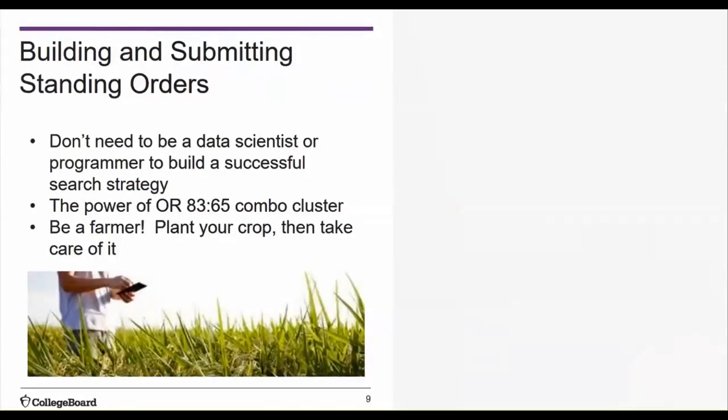Like farming and cultivating a crop, search is an ongoing process to maximize yield. A farmer does not merely plant a seed and expect a killer yield the following year. Tending to the crop, working the fields, monitoring pests, these are all analogous to the type of work needed to build a successful search strategy using standing orders.